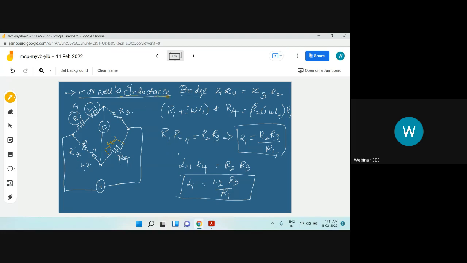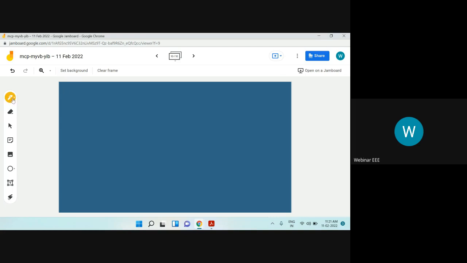If it is named exclusively as an inductance bridge, then don't keep a capacitor here. So then this will be the equation. If the bridge is named as Maxwell's inductance and capacitance bridge, the second type of bridge that we have seen, then the same circuit will be modified like this: an inductance and a resistance, a variable resistance and an inductance, and here a resistance. So this is our Maxwell's inductance bridge. But if it is named as Maxwell's inductance and capacitance bridge, then we observe a capacitance placed in the R4 limb. So this is a variable capacitor.